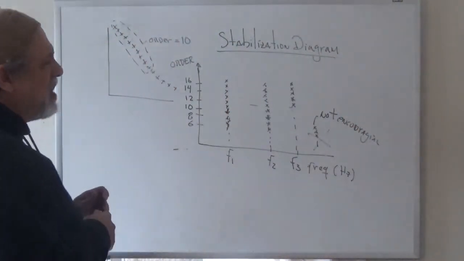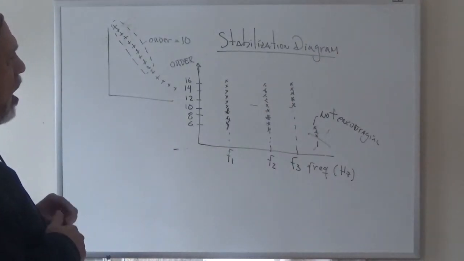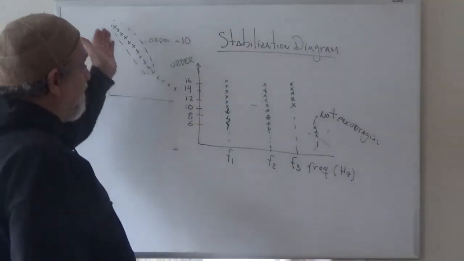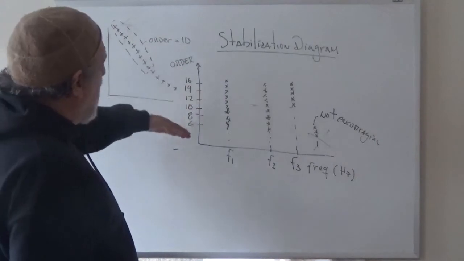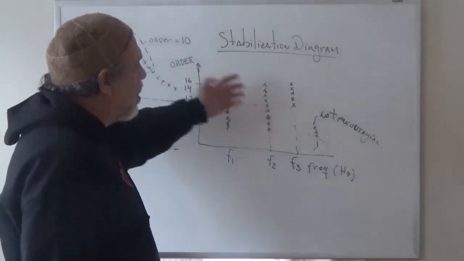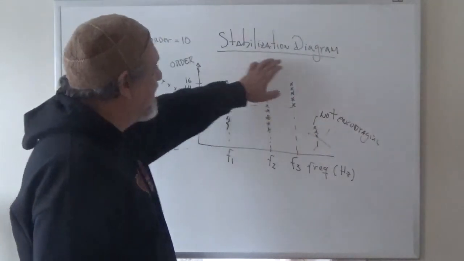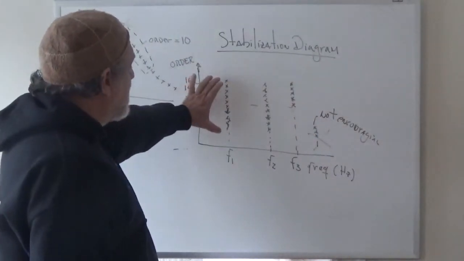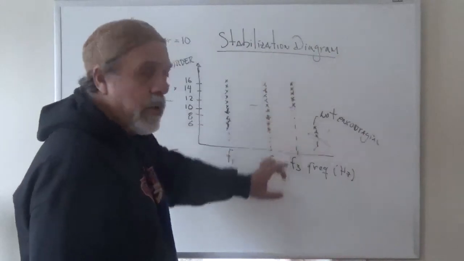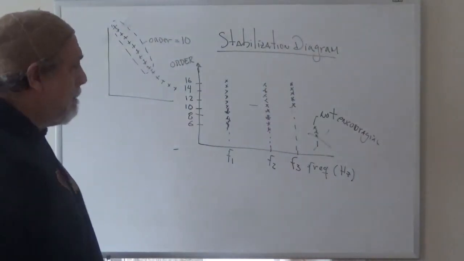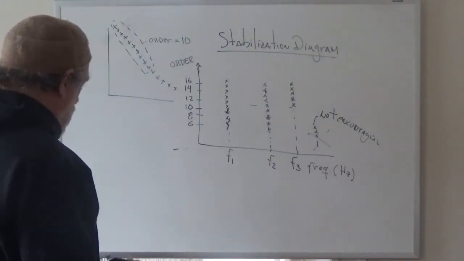So a stabilization diagram is simply a plot of the results of the identification for many different orders after cleaning it up. And from visual inspection of the stabilization diagram, we select the poles that we want to keep. Okay?